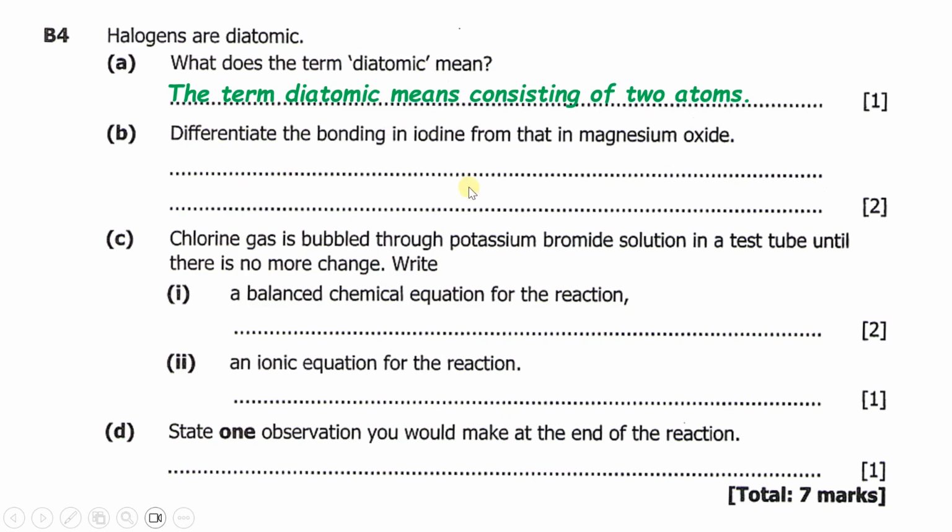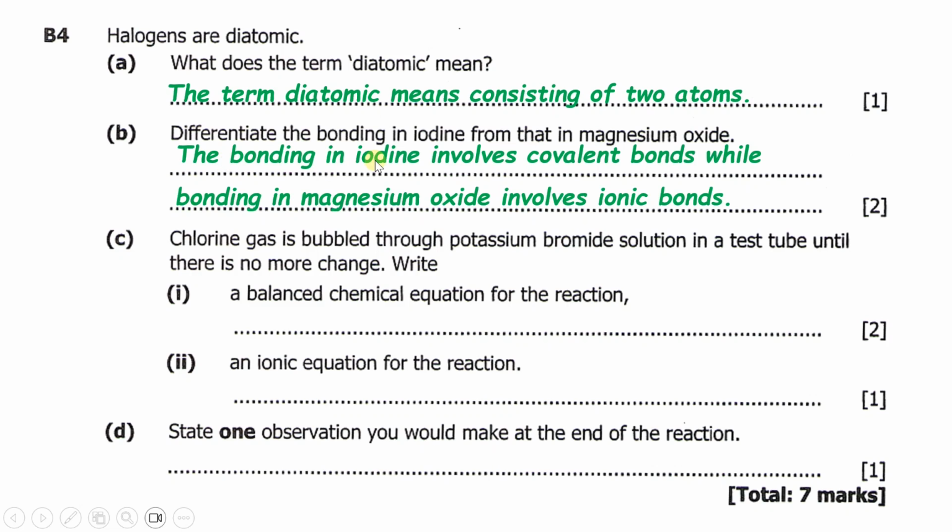So what we can simply say here is that when they say differentiate the bonding in iodine from that in magnesium oxide, we can say that the bonding in iodine involves covalent bonds, while bonding in magnesium oxide involves ionic bonds. Then C, chlorine gas is bubbled through potassium bromide solution in a test tube until there is no more change. Part 1, a balanced chemical equation for the reaction.